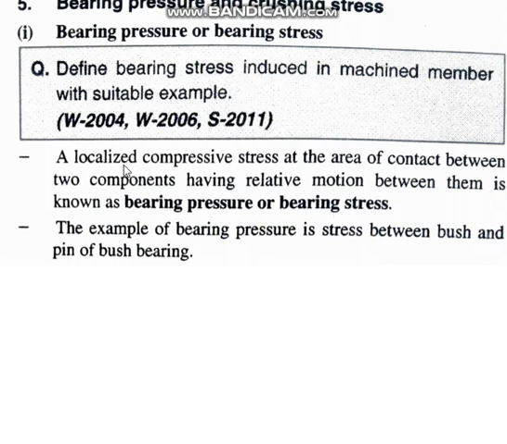Okay, so the localized compressive stress at the area of contact between the two components having relative motion between them, this is known as bearing pressure. Okay, the example of bearing pressure is stress between bush and pin of the bush bearing. I will show you a figure in a little while.